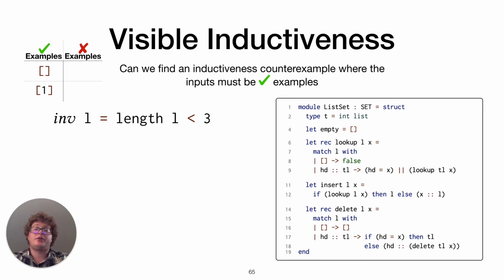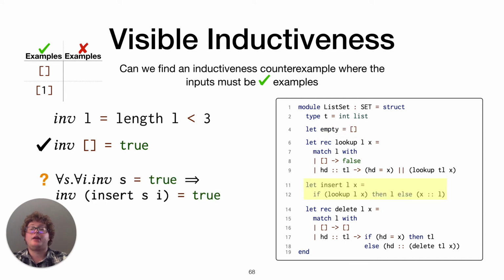Let's say we have something like the length of L is less than 3, with the positive examples of the empty set and singleton 1. Well, if I ask myself, is inv held on the empty set, then I do get that. And for insert, I also actually get that. And that's because we don't have any positive counterexamples that can be used to prove this wrong. So this actually is visibly inductive.